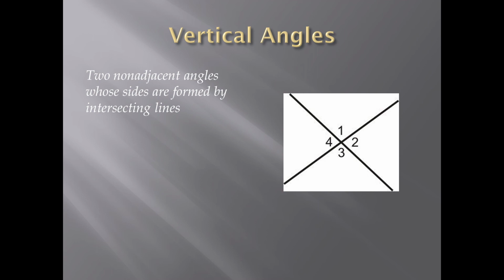The first type of angle that we will discuss is vertical angles. These are two non-adjacent angles whose sides are formed by intersecting lines. In this case, we see angle 1 and angle 3, and angle 2 and angle 4 are the vertical angle pairs. Another way to think of them is that they make V's with their points stuck together.